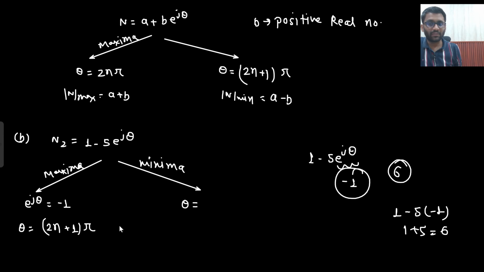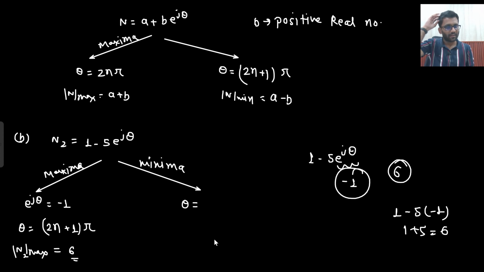For maxima, now the theta value has changed. Previously it was 2n pi. That's why I am saying do not mug up the final result. Don't mug up. Think. I need this value to be minus 1. If I need this value to be minus 1, that means theta has to be 2n plus 1 pi. Why do I need this to be minus 1? Because 1 plus 5 will give me 6. So this is the value of theta, and the maxima I will get is 1 plus 5, that would be 6.